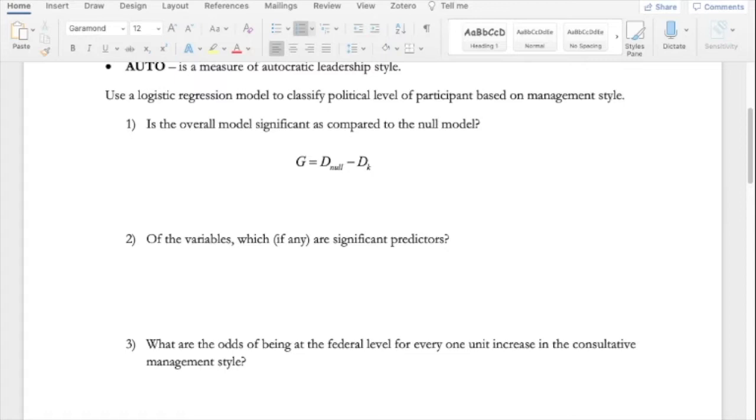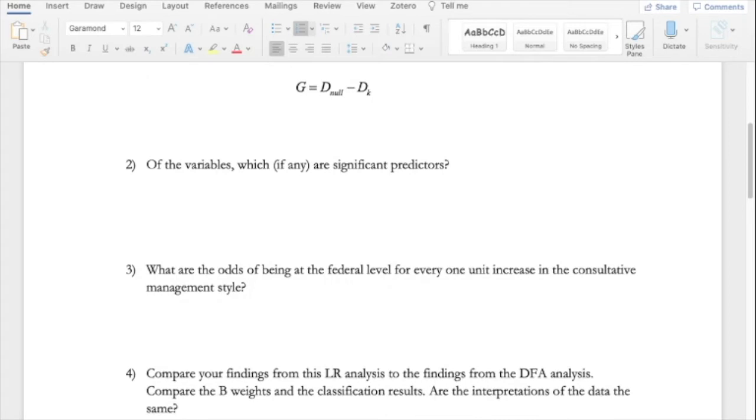So here is the overall model significant as compared to the null model. So here, null model is 50% of the time. 50% of the time, you're going to be able to guess right. Can we do better, based on the data that we have from the different leadership qualities? Then we want to see, okay, of the three qualities, are any of them significant?